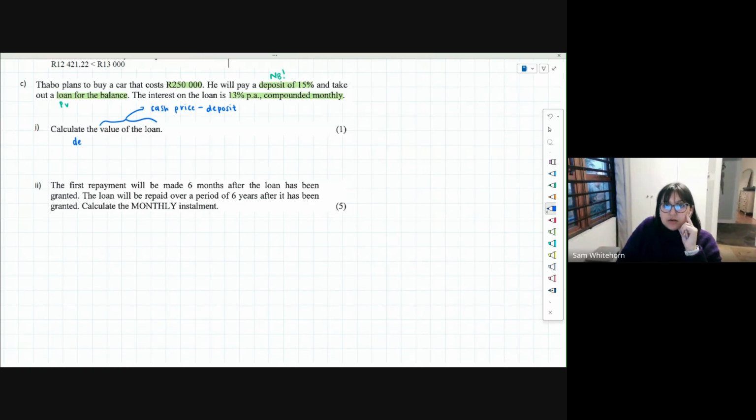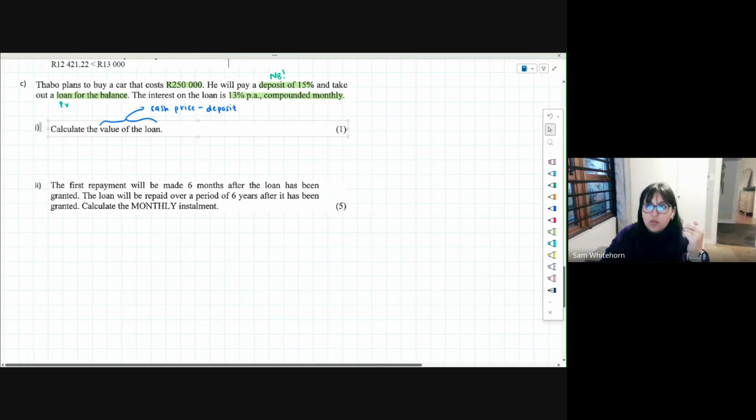First, we need to work out our deposit. Actually, you can do this. Right, this is the 1 marker, 2 minutes. Work out the deposit and then work out the loan amount once you have that. 2 minutes.